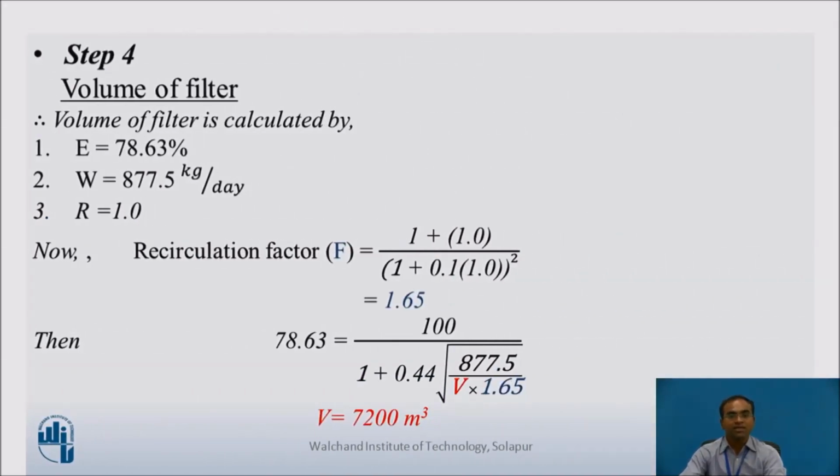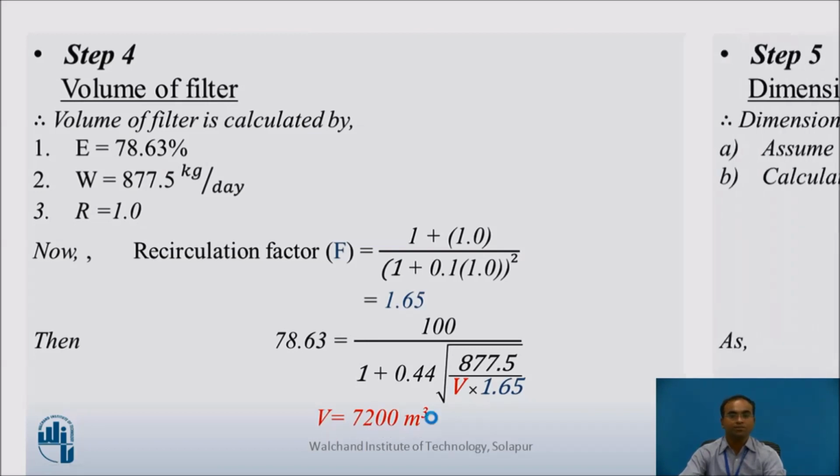So in the fourth step, after putting in the values which we calculated earlier, as we know E, W and R, we get the volume. The recirculation factor, as we know R, is calculated as 1.65. Putting this recirculation factor into the NRC formula, we get the total volume. The volume comes to 7200 meter cube.